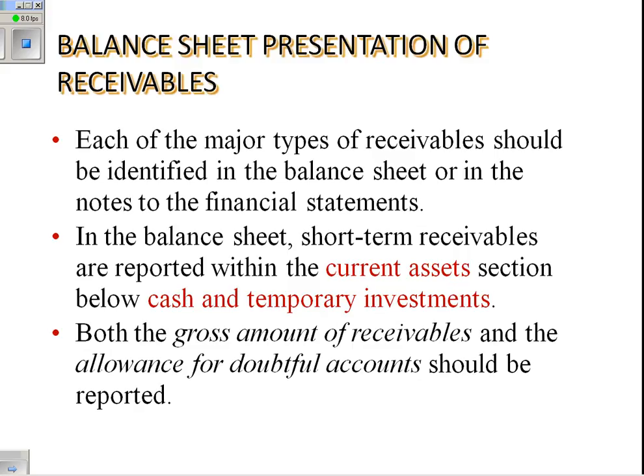On the balance sheet, each of the major types of receivables should be identified in the notes to the financial statements. In the balance sheet, short-term receivables are reported within the current asset section and fall below cash and temporary investments. Both the gross amounts of receivables and the allowance for doubtful accounts should be reported.